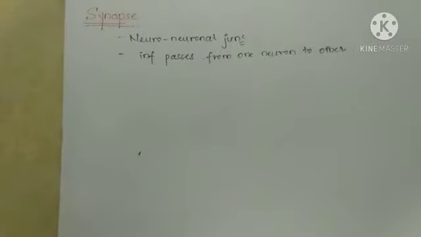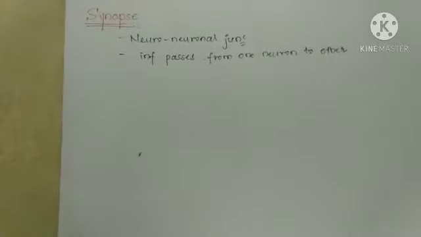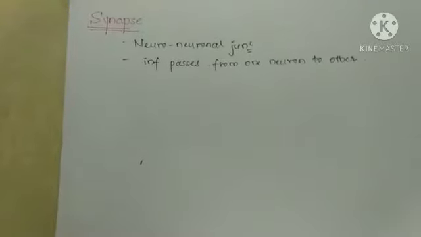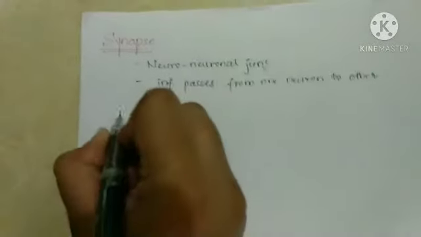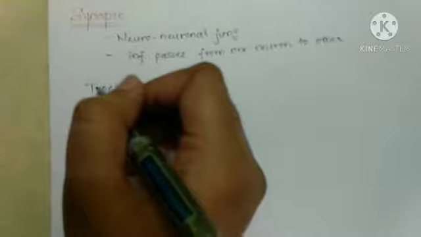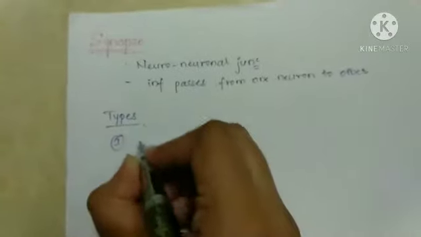And today I am going to tell you about synapse. What is synapse? Synapse is a neuronal junction from which information passes from one neuron to the other. Now I am going to tell you the types of synapse. Synapses are divided according to the part of the neuron involved in the formation of synapses.